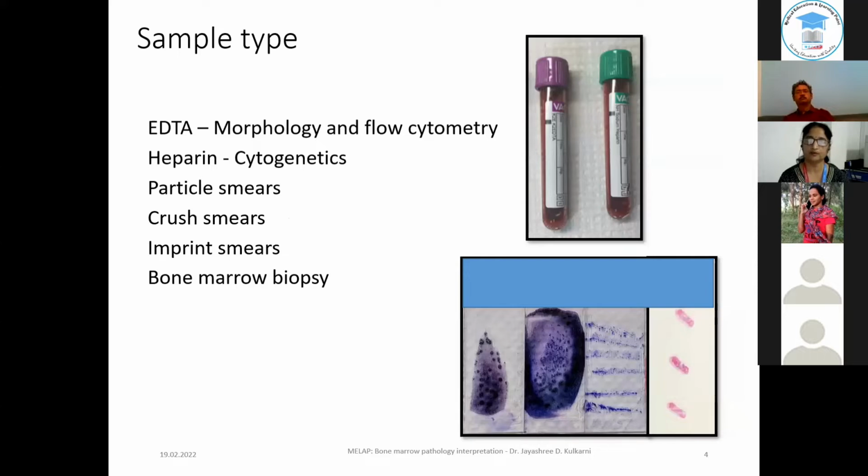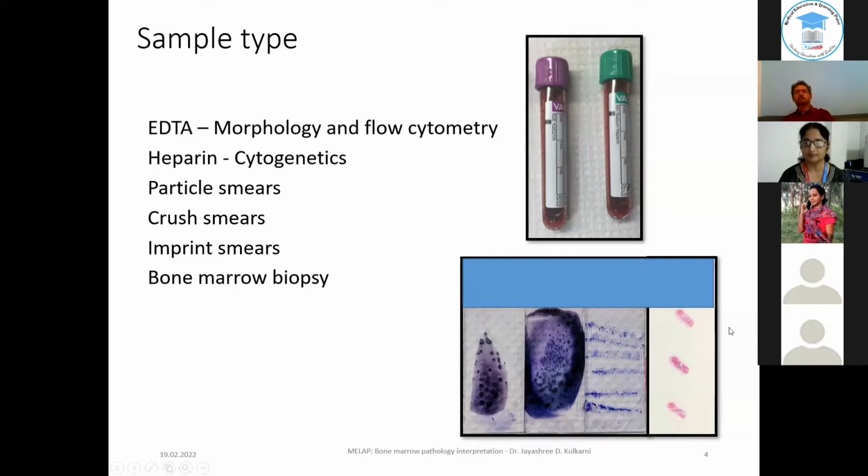Sample time for bone marrow interpretation. So routinely we get the EDTA and heparin, EDTA for morphology and flow cytometry, heparin for the cytogenetics. Now in the bone marrow that is aspirated, there are different types of smears which can be made. The particle smears, which are made similar to a peripheral smear. But this is a very useful smear according to me, because the spread of the cells is much better than particle crush smears, which have crush artifacts and bare nuclei which you cannot interpret.